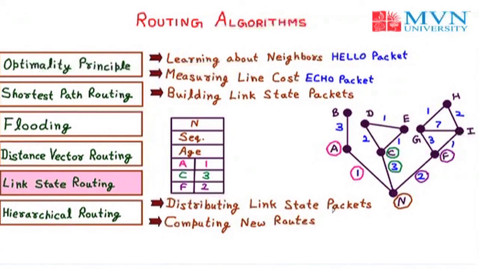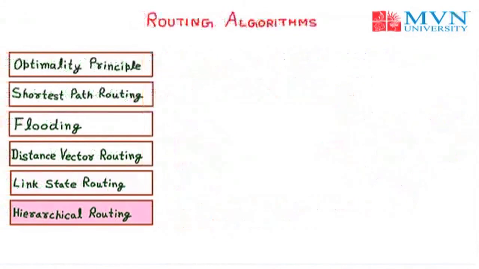Next we have the hierarchical routing. As the network grows in size, the routing table grows proportionally. At a certain point, the network may grow to the point where it is no longer feasible for every router to have an entry for every other router. So the routing will have to be done hierarchically. The example of hierarchical routing is the telephone network. To understand hierarchical routing, we will take the example of the telephone network.